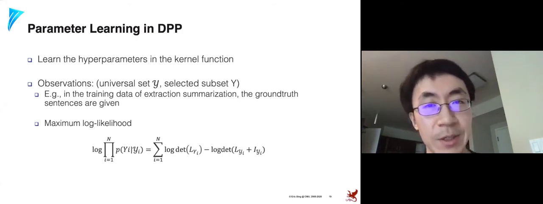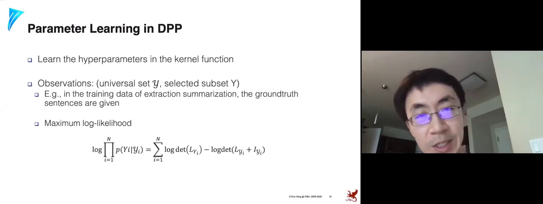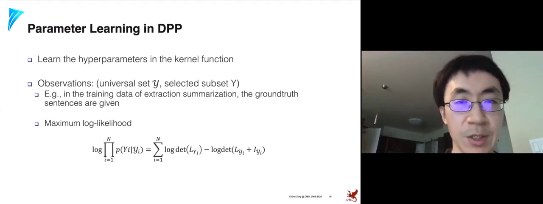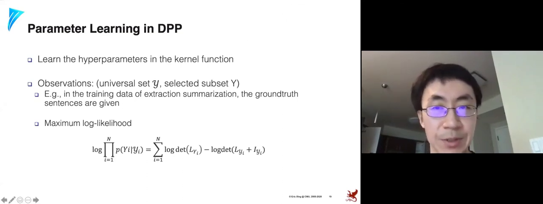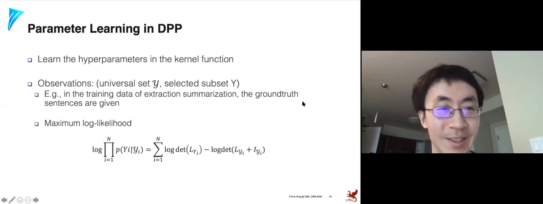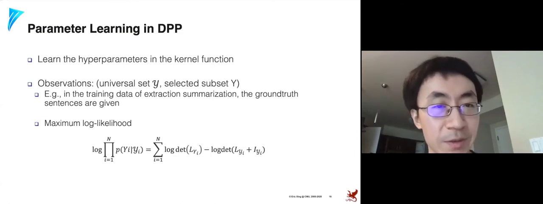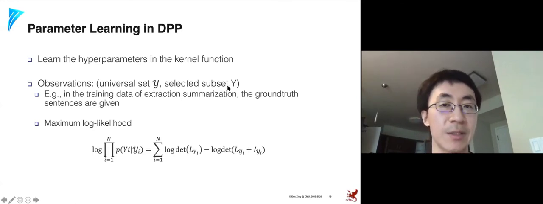And in the case of deep DPP, remember that the kernel is calculated using neural networks, right? In neural networks, we have weights. Those things are learnable. How can we learn these weight parameters? So to learn these parameters, we assume that the data we are given are the universal set together with the ground truth selected subsets.